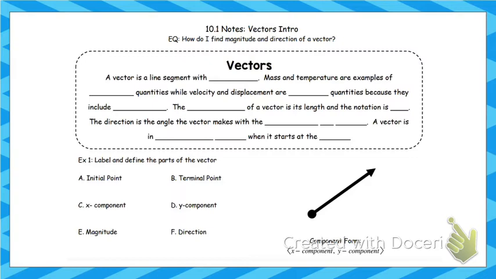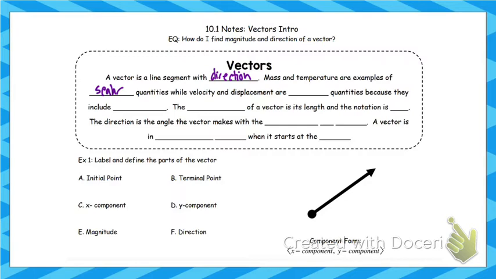So a vector is a line segment with direction. And that's what makes it different from just a regular line, because you have a direction that it's going. Mass and temperature are what we call scalar quantities, because they really only have that one component, okay? It is the mass in kilograms. It is the temperature in degrees.